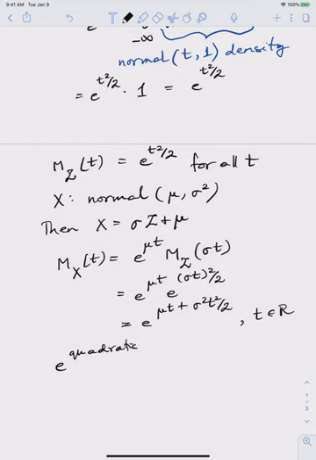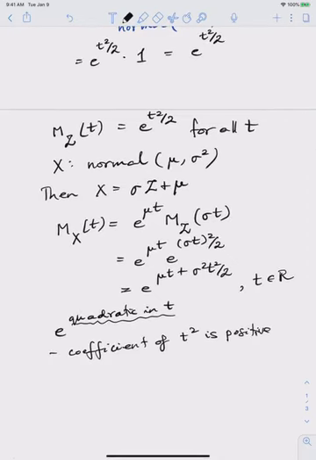quadratic in t. And what do we notice about this quadratic? We notice that the coefficient of t squared is positive, because it's sigma squared over 2, and sigma squared is variance. And we notice that there is no constant in the quadratic.